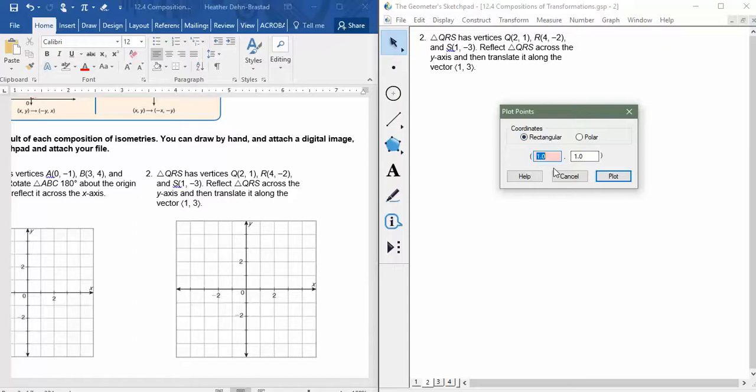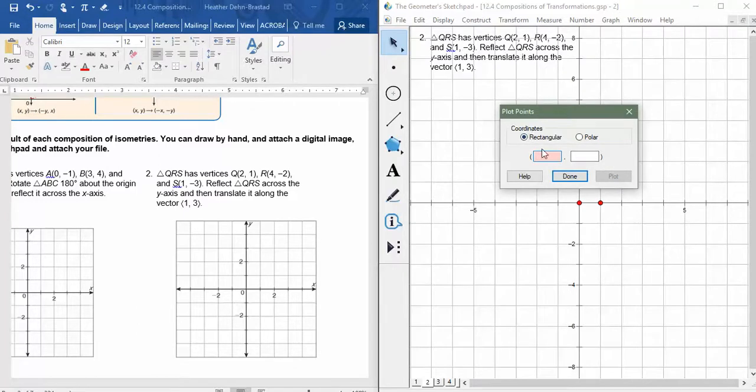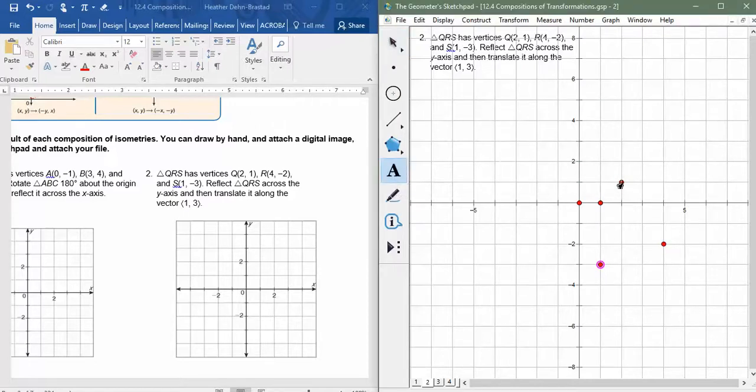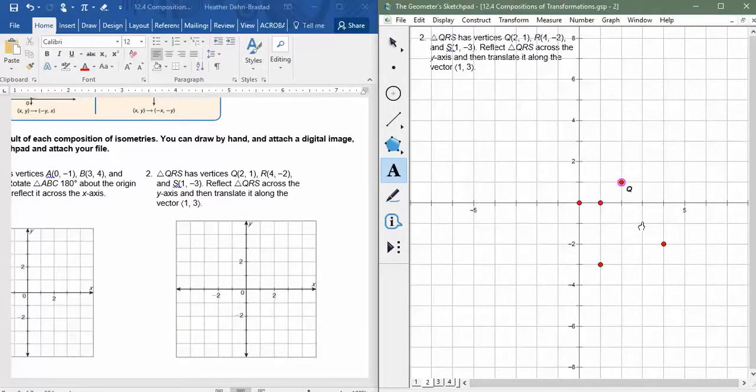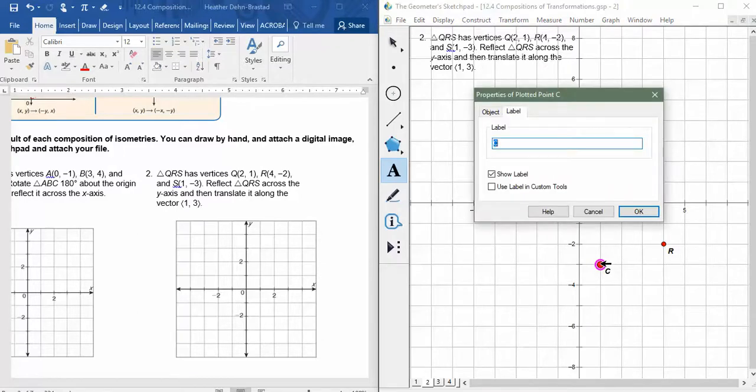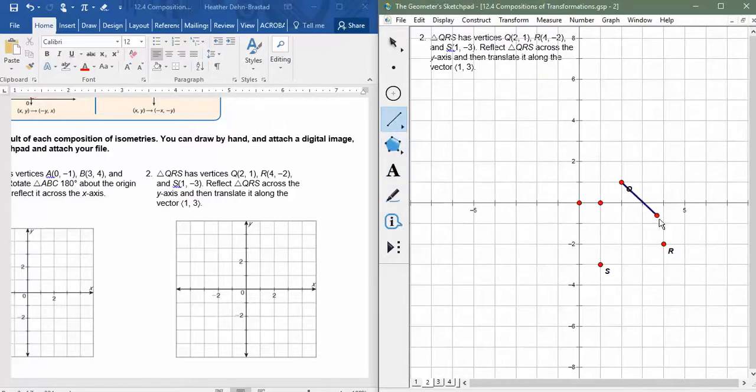All right, so I'm going to begin with putting my coordinates for QRS onto my coordinate system. R is 4, -2, and S is 1, -3. And now I am going to label these points. So Q is 2, 1, but it automatically uses A when you start a new file. So I'm going to double click to change that. R is at 4, -2, so this is R. Remember to use capital letters to name your vertices always, not lowercase. And then we have S for that point. Now I'll connect those with segments. And I have my pre-image.